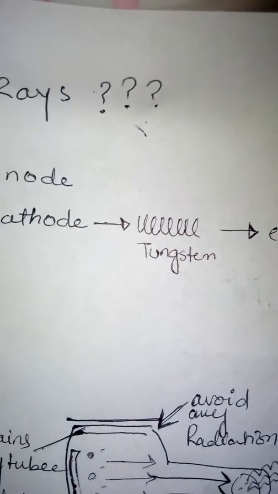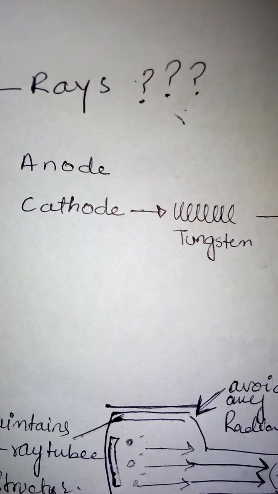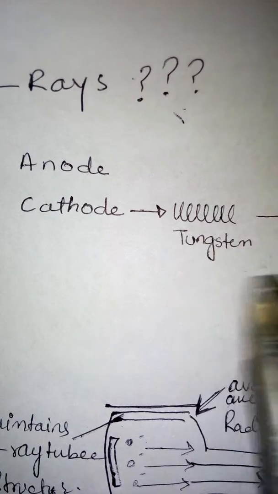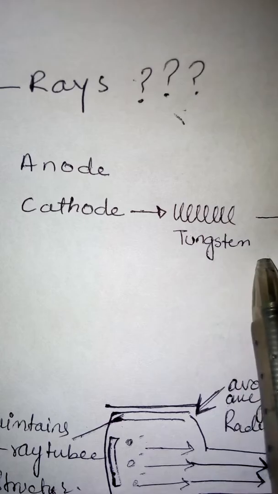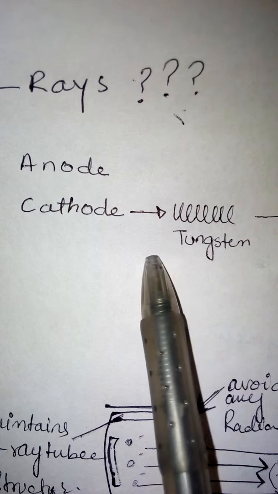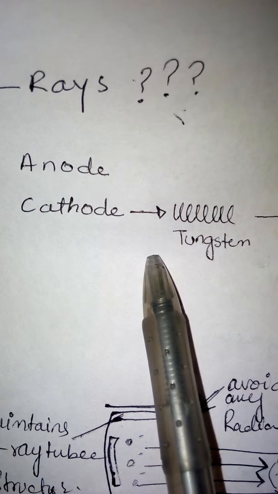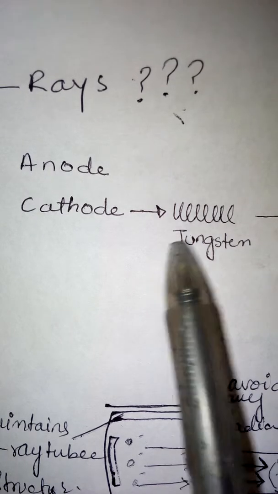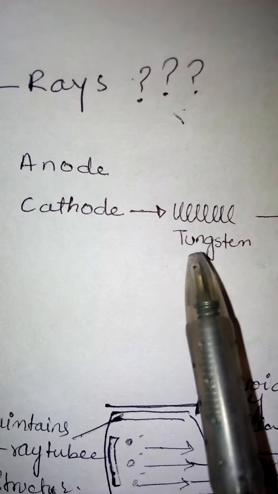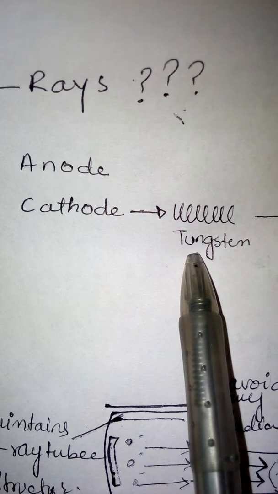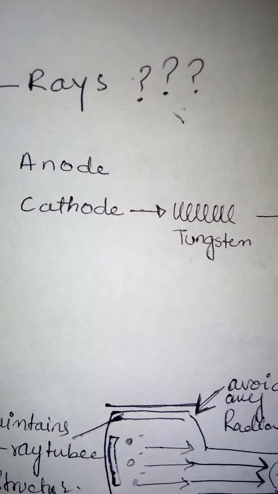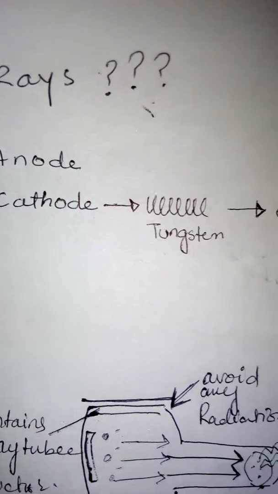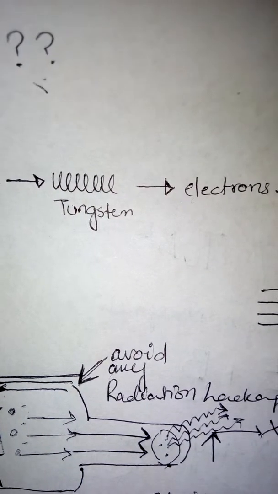So now let me check what the cathode is made up of. Cathode is basically a filament which is made up of tungsten. The use of tungsten specifically is because of its high melting point, its high heat conduction, and its low vaporization at high temperature. So these are the basic three reasons why we use tungsten in the cathode of the X-ray tube.